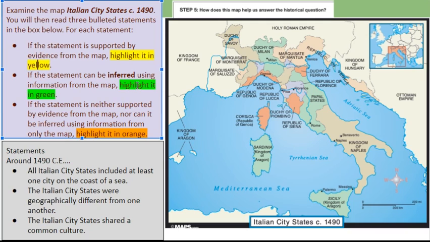If the statement can be inferred using information from the map, highlighted in green. Inferred, meaning I kind of figure it out from the map. And if the statement is neither supported by evidence from the map, nor can it be inferred using information from only the map, highlighted in orange. Okay, so I'm going to think aloud.